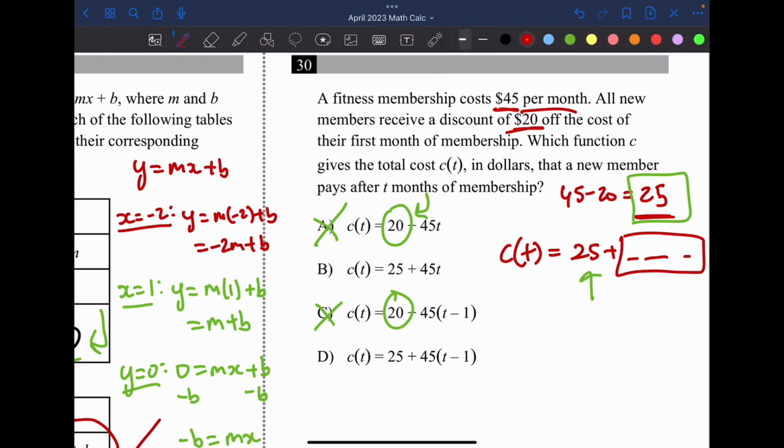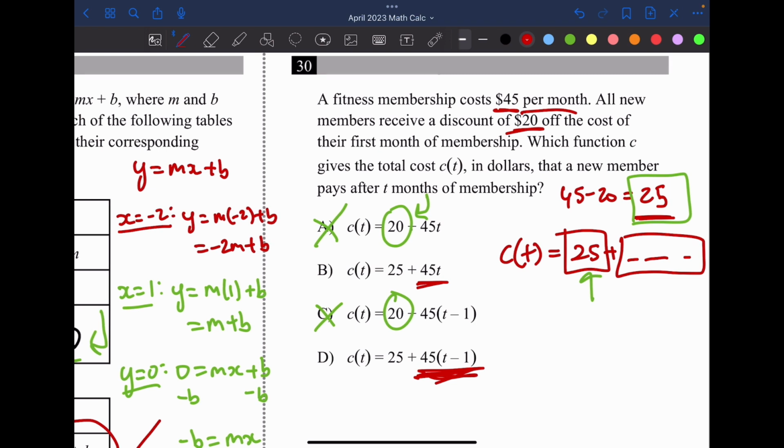But yeah, now let's think of it logically. The only difference between B and D is that we have either plus 45t or plus 45 times t minus 1. If you think of it as we already paid the first month and we want to skip it in our calculation, that means I'm only going to start my payment of $45 on the second month. So that's why it has to be t minus 1, because we already skipped the first month. The first month was an exception. It was only $25. After we skip it, we're going to be starting to pay $45 a month. That's why the answer is D.